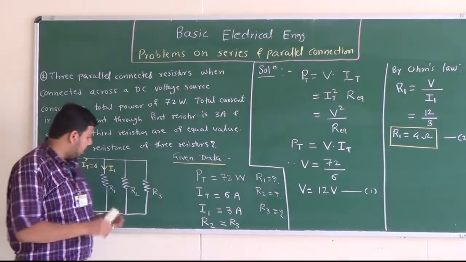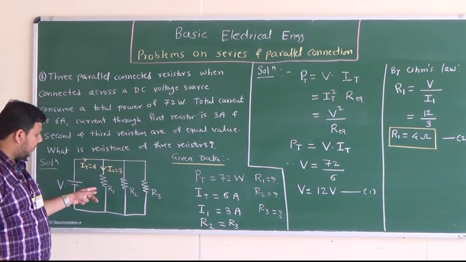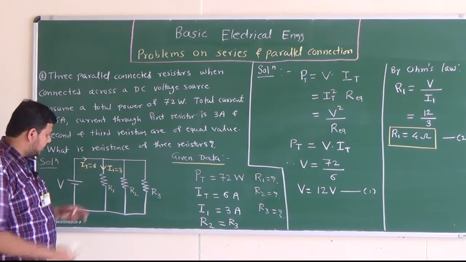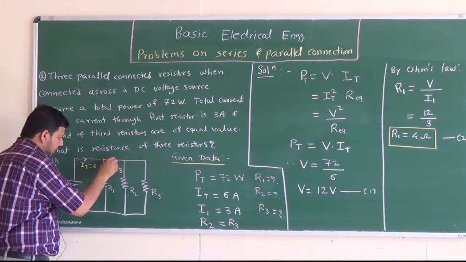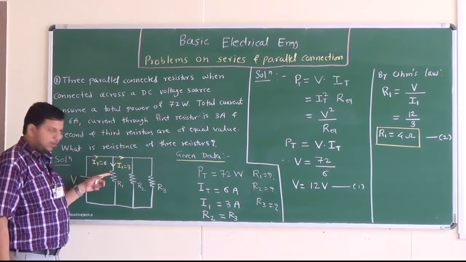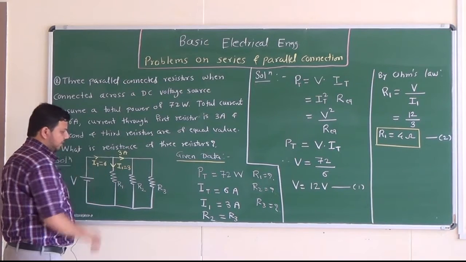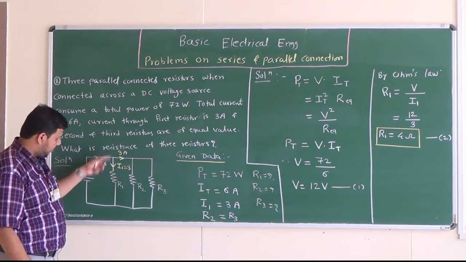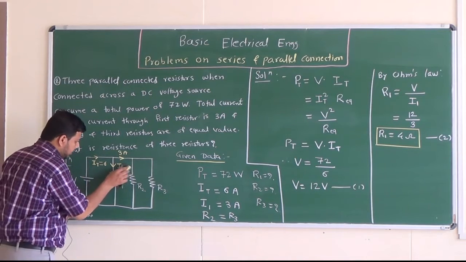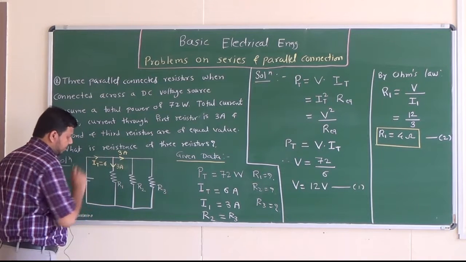Out of that, 3 ampere is flowing through R1. So current flowing through R1 is 3 ampere. Now if this is the 6 ampere, out of that this is 3 ampere. So how much will this current be? By applying KCL, incoming current is 6, out of that outgoing is 3. So this current will again be 3 ampere, because 6 minus 3 is 3 ampere. Now I will just write 3 ampere here.